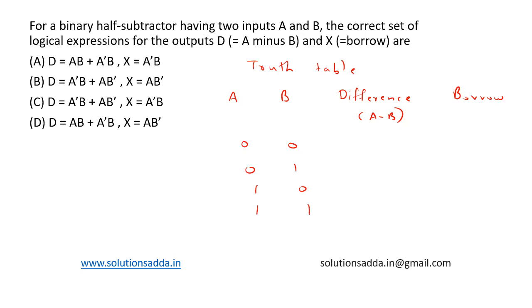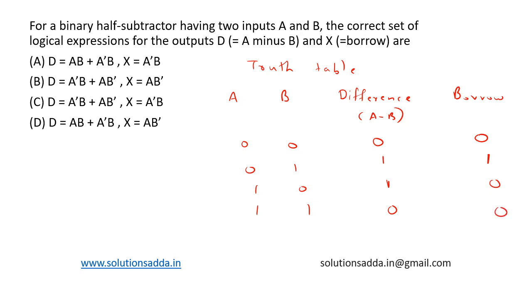So 0 minus 0, the difference is 0 and the borrow is also 0. 0 minus 1, the difference is 1 but the borrow will be 1. 1 minus 0, the difference is 1 but the borrow is 0. 1 minus 1, the difference is 0 and the borrow is also 0.